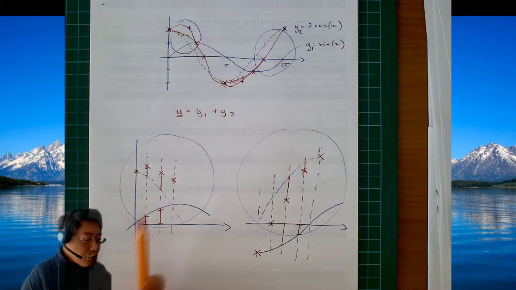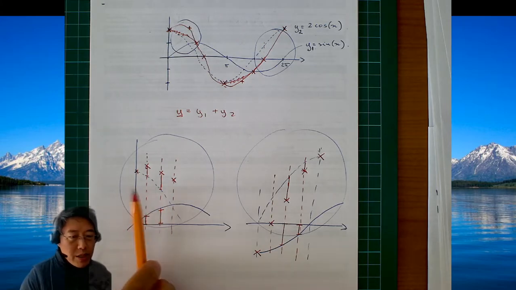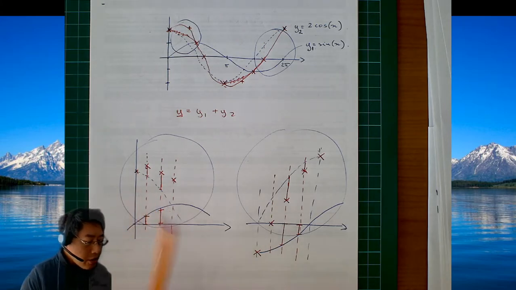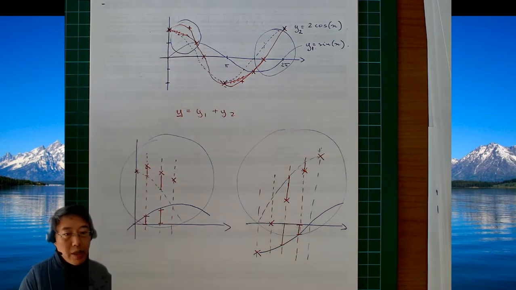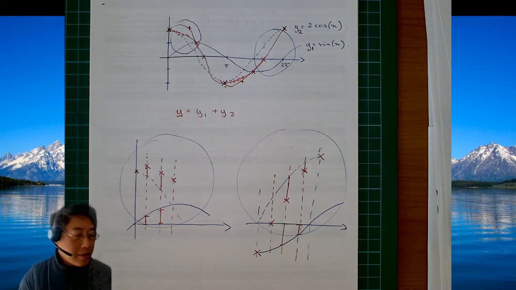But as I said, if you use a ruler and you have a pretty decent graph for both functions, you should know that for the basic sine and cosine, that is what you should get.